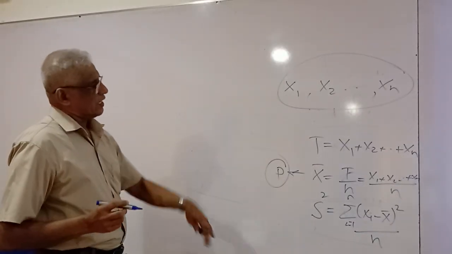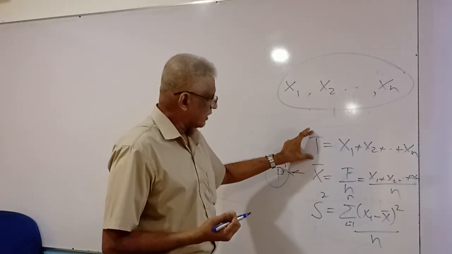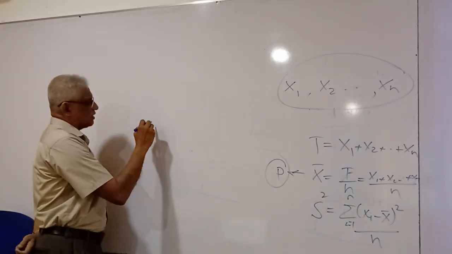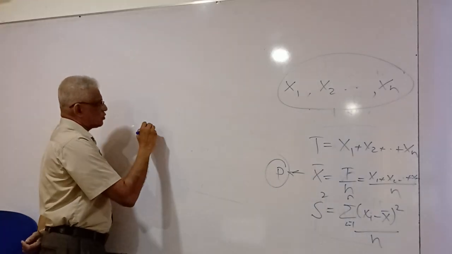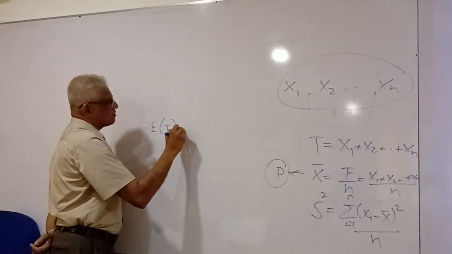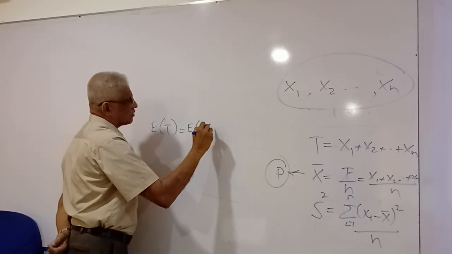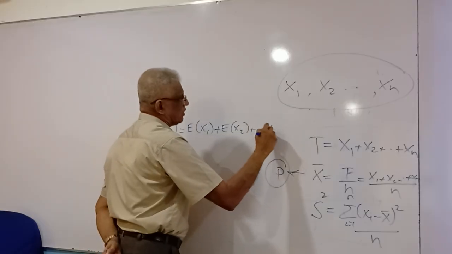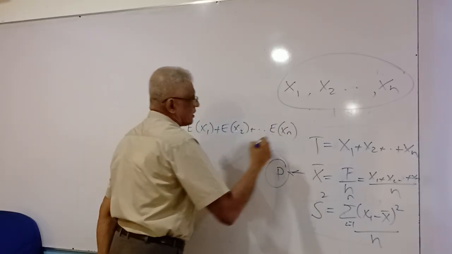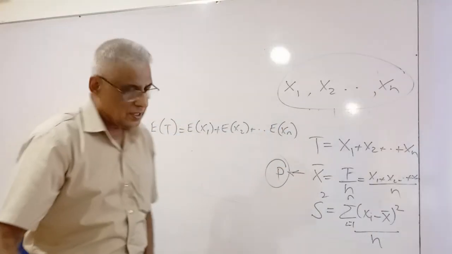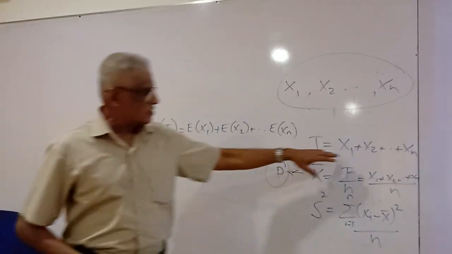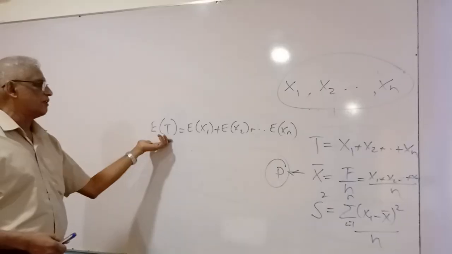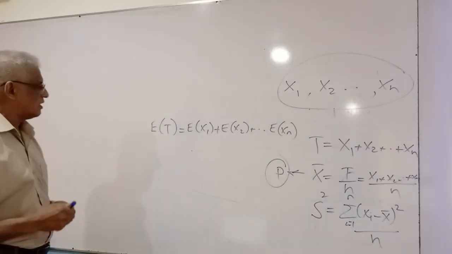Okay, now as I mentioned, we can talk about expected values of these random variables. So there is a theory, for example, we can apply: expected value of t is equal to expected value of x1 plus expected value of x2 and so on. Whenever there is a sum of random variables, the expected value or the mean of that random variable is equal to the sum of the means.